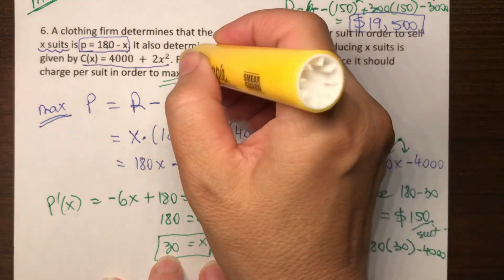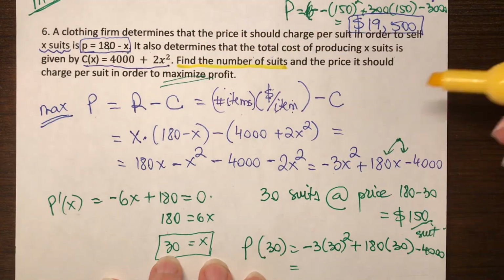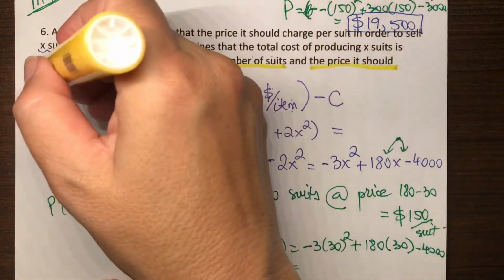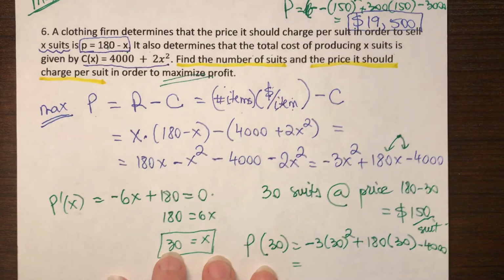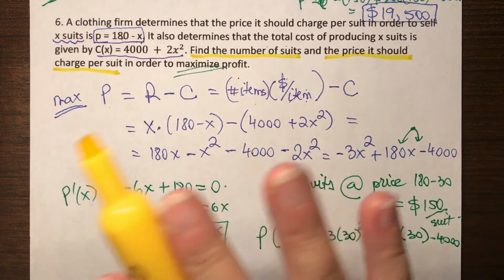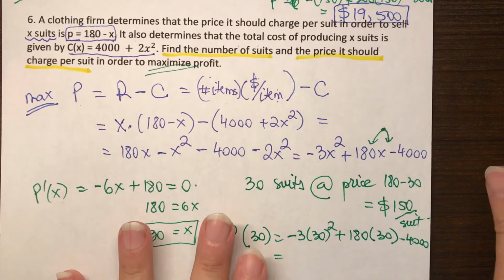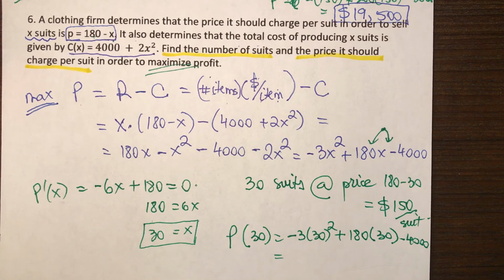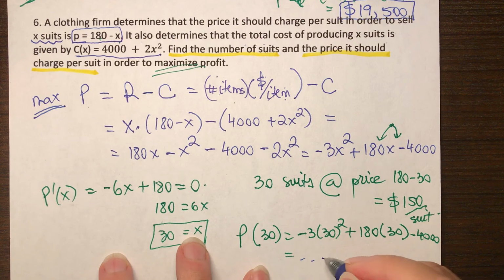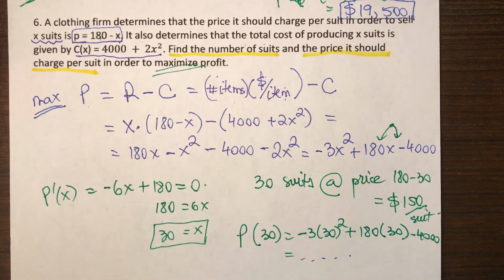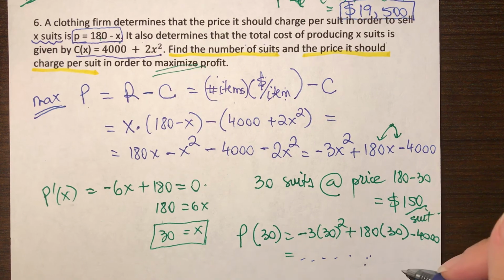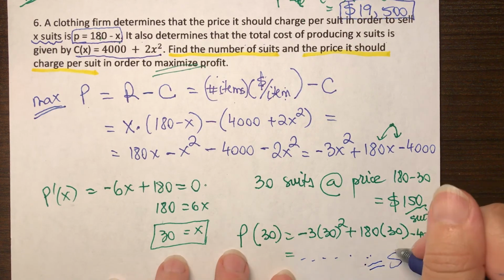Because it says to find what? The number of suits, 30. And the price it should charge per suit, 150 a suit. In order to maximize profit, does it say find the maximum profit? No. So you didn't actually have to go there, but that's why I didn't have an answer. But if you want, plug it in. Don't ask me for bonus points. No, I didn't ask for it, but definitely for yourself, you can figure out what the maximum profit is.